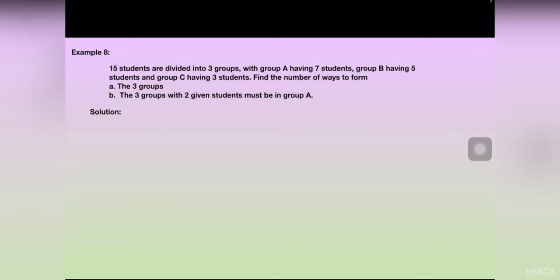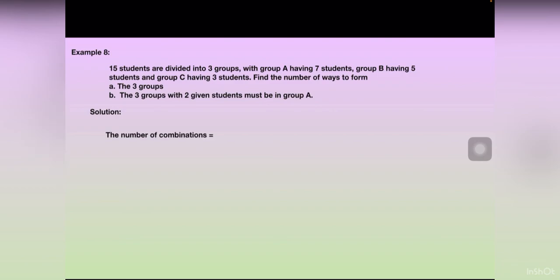Example 8. 15 students are divided into 3 groups. Group A has 7 students, Group B has 5 students, and Group C has 3 students. Find the number of ways to form the 3 groups. (a) The 3 groups with 4 given students who must be in Group A. So this is the given student, the particular one, who must be in Group A.